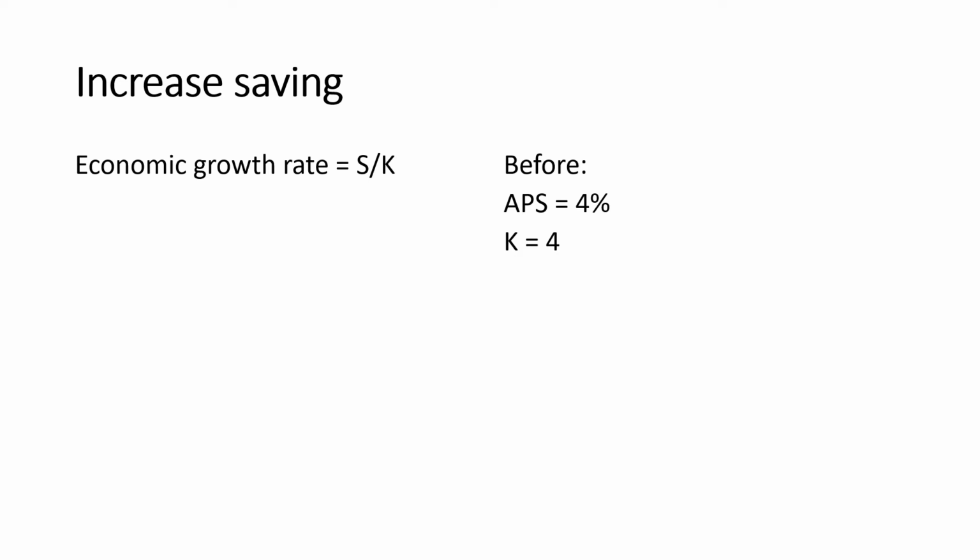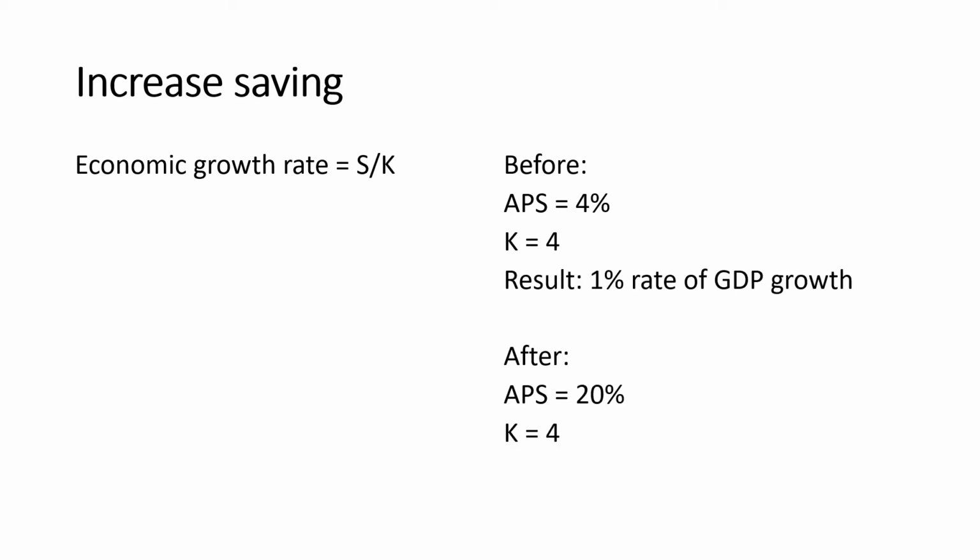If this country can persuade its people to sacrifice some more of their consumption and save maybe 20% of its income rather than 4%, the rate of economic growth will increase to 5%. Let's look at the figures there. To produce an extra unit of output, 4 more units of capital are needed, but now the country is saving 20% of its GDP. So the country is investing 20% of its GDP every year. 20 divided by 4 is 5. This country will achieve a 5% rate of economic growth.